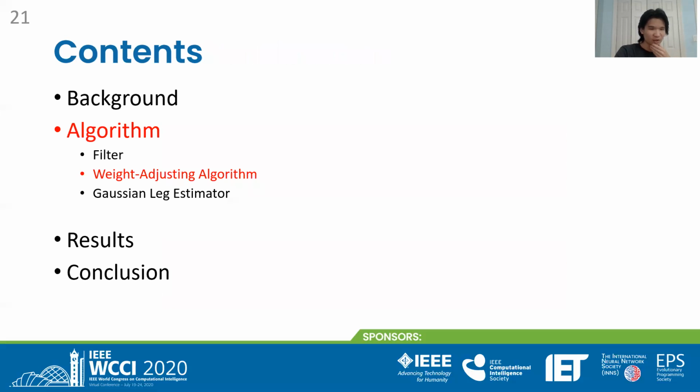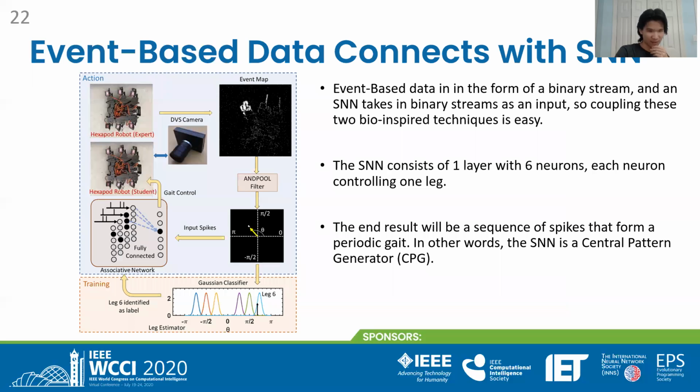So, the weight adjustment algorithm. Spiking neural networks and event-based vision connect well together because event-based data is a flow of binary information. It's a flow of spikes, it's a flow of 1s and 0s, which are the same thing. Spiking neural networks take in spikes and output spikes. So there's this very intuitive connection between the two brain-inspired technologies that makes it easy to manipulate.